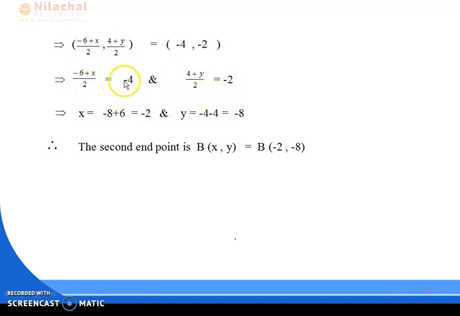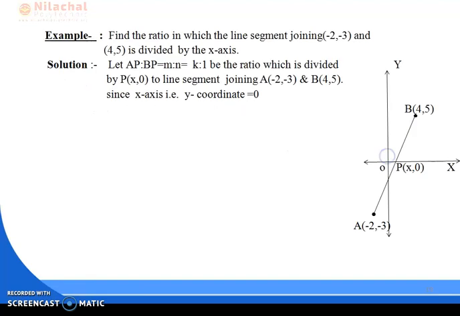So this 2 is multiplied with -4, what do we get? -8. And -6 added with -8, then what do we get? -2. Here 2 multiplied with -2 is -4, and here 4 is a positive symbol, so it goes to negative 4, what do we get? -8. So x is -2, y is -8. So the second endpoint B, x, y, must be -2, -8. So we get the B point, the second endpoint of the line segment. This is -2, -8. The x coordinate is -2 and the y coordinate is -8.